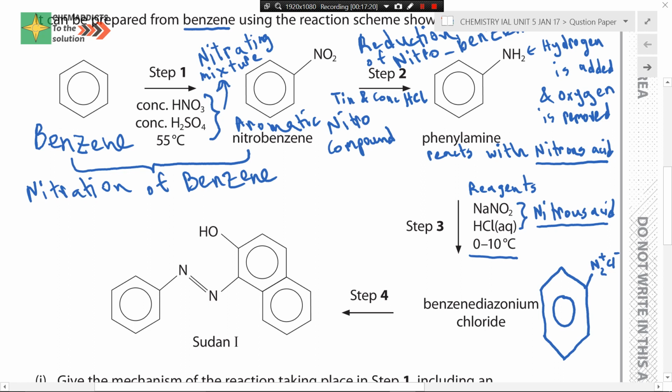Now let us move on to the fourth step. In the fourth step, let us see what is happening. We have converted benzene diazonium chloride to Sudan 1, which is an azo dye.